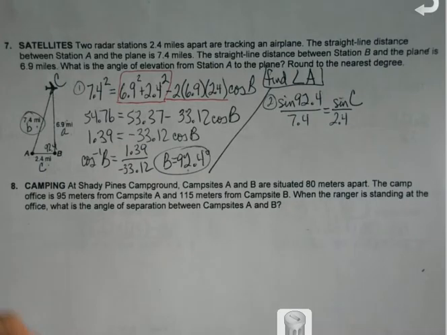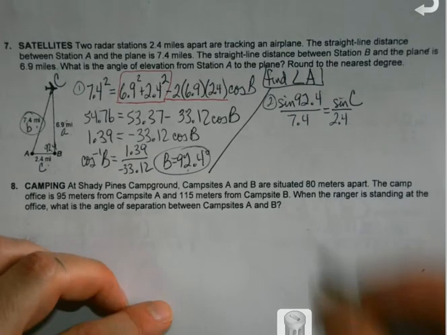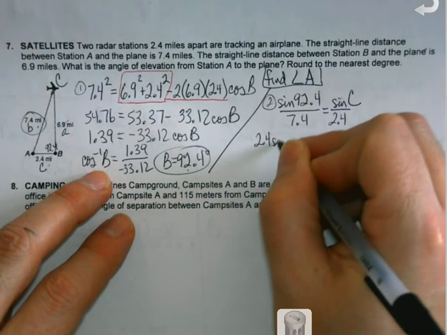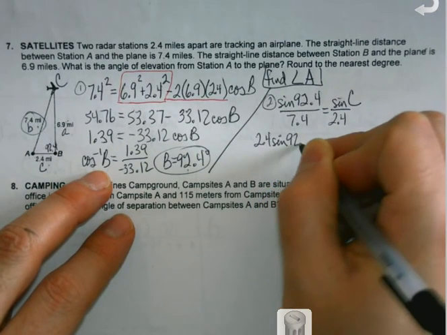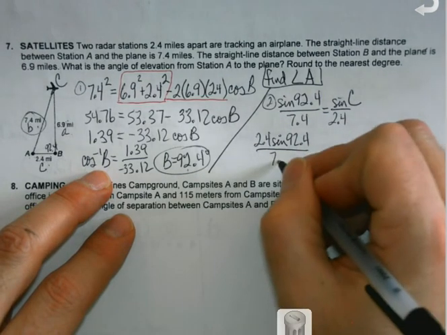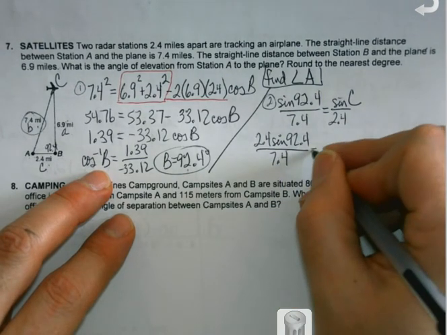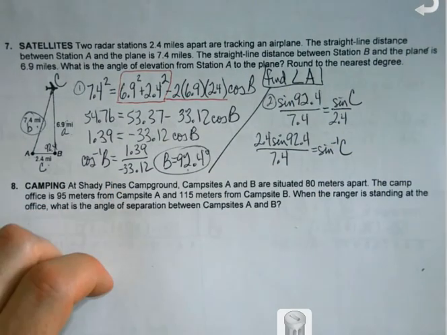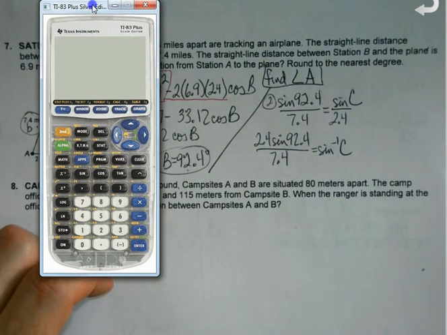So just like we've done every other time with law of sines, find the one that doesn't have the C, multiply those together. The one going this way, we're going to divide. Remember my -1 because I need to find the angle.